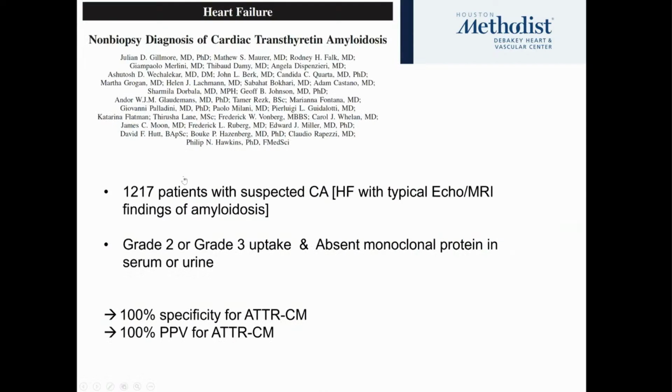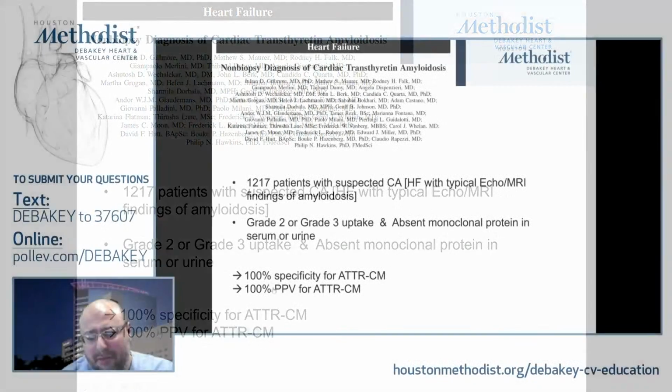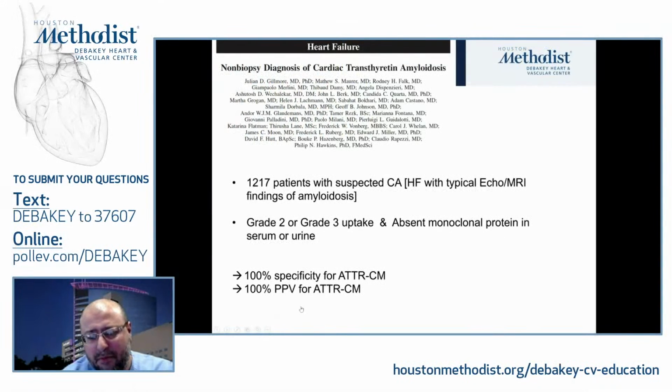And this is where a multi-center study was put together looking at 1,200 patients in multiple centers, but you can see that this is a somewhat higher probability cohort because these are patients who had heart failure with typical echo or MRI findings of amyloidosis, and looking at those who have grade 2 or grade 3 uptake and absent monoclonal protein in their serum and urine, the specificity and positive predictive value were 100%.